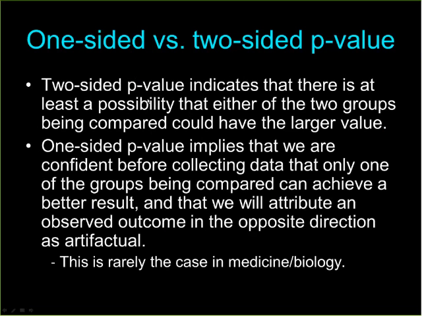In terms of what this indicates, the two-sided p-value indicates that there's at least a possibility that either of the two groups being compared could have the larger value. A one-sided p-value implies that we are confident before even collecting the data that only one of the groups being compared can achieve a better result, and we would attribute an observed outcome in the opposite direction as artifactual, and that will rarely be the case in medicine and biology.